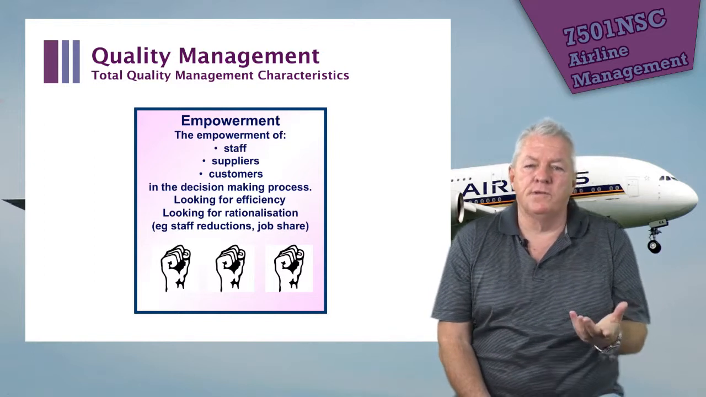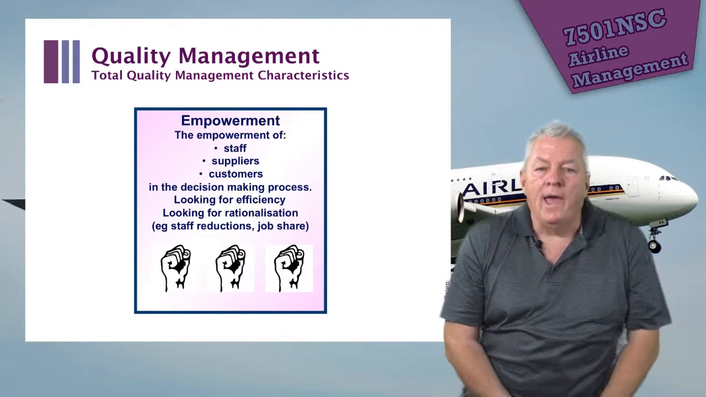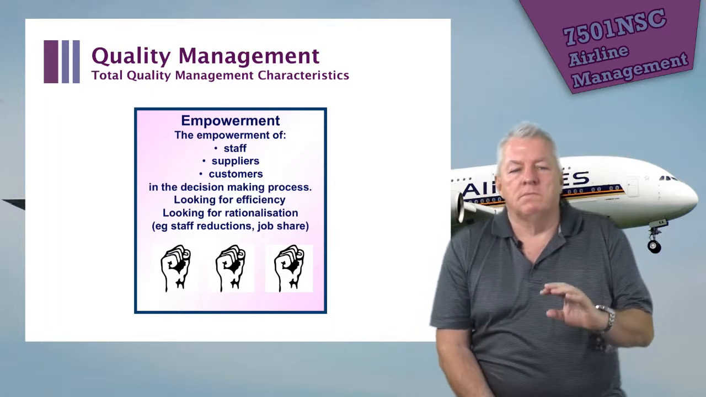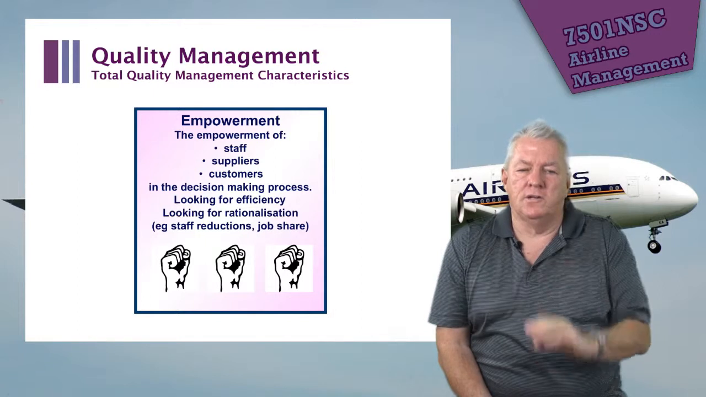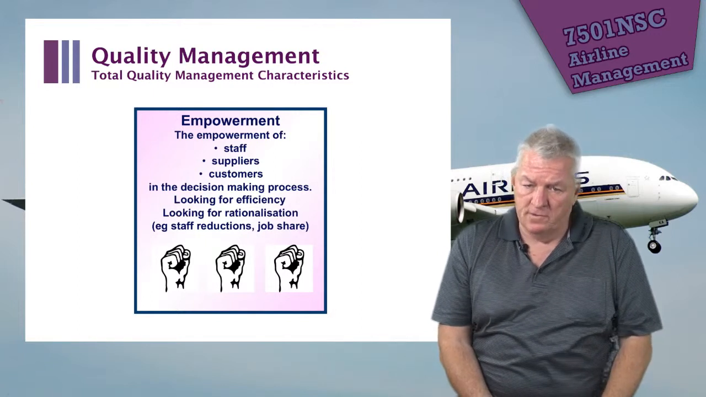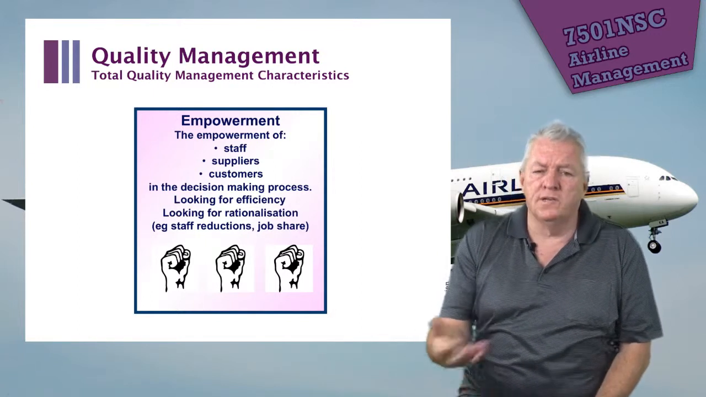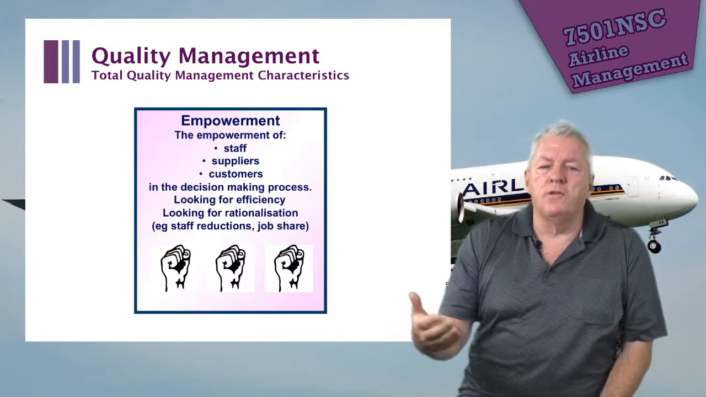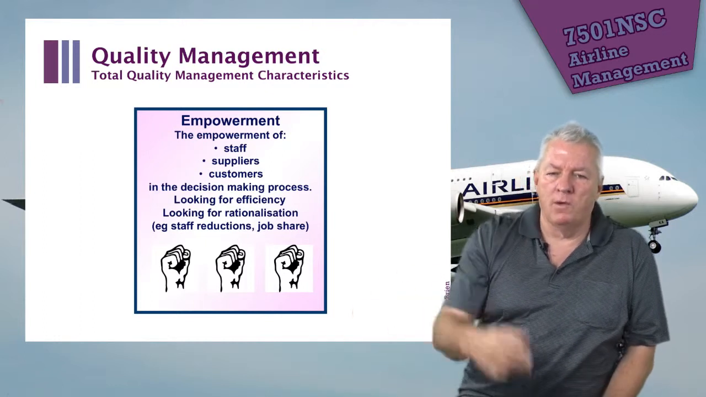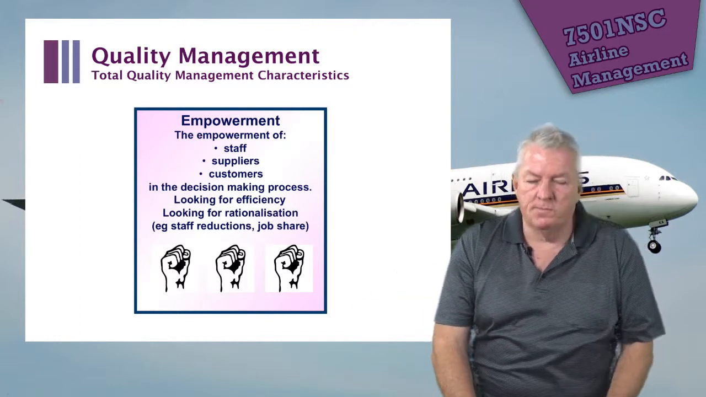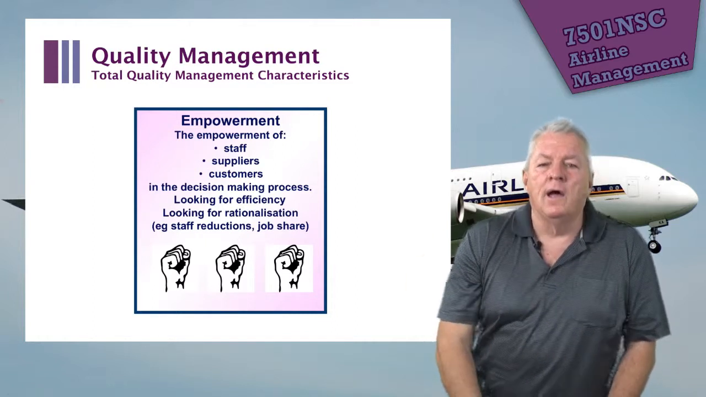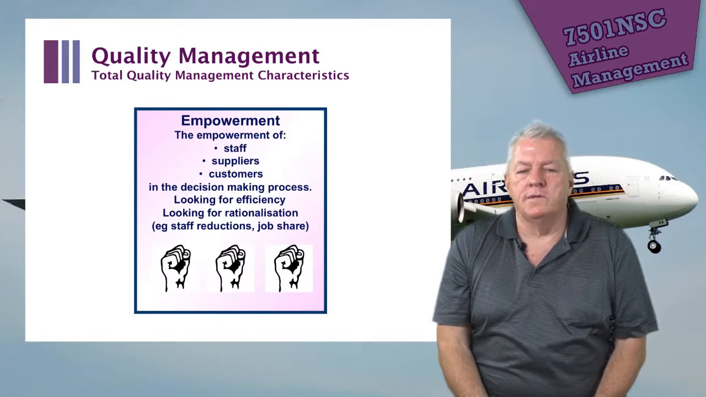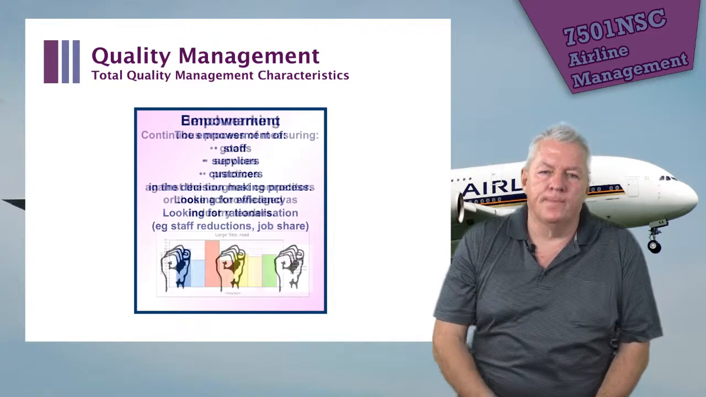We're looking for efficiency, we're looking for rationalisation. And in a pure total quality management environment, you might find staff actually recommending staff reductions or job shares, that people are underutilised and it would be better if they worked in a job share situation in another area where there's excess work.